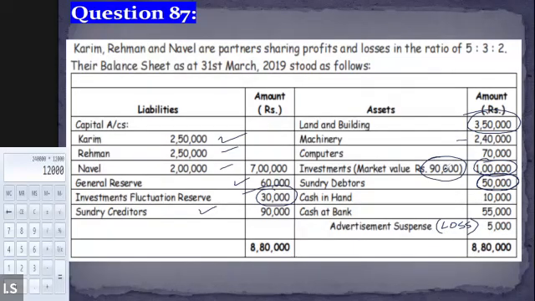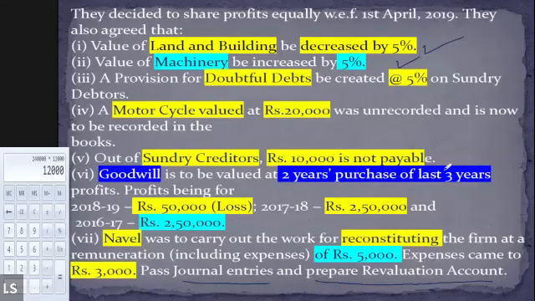What we are doing, we are making a provision for the doubtful debt. Doubtful debt is the value of the debtor which we are doubtful that we won't be able to recover from the customers. So we are expecting that there is going to be a loss in the debtor by 5%. That simply means the value of debtor is going to decrease by 5%.